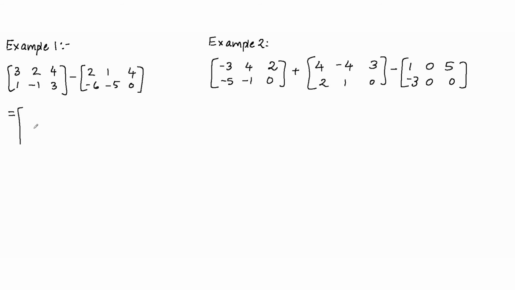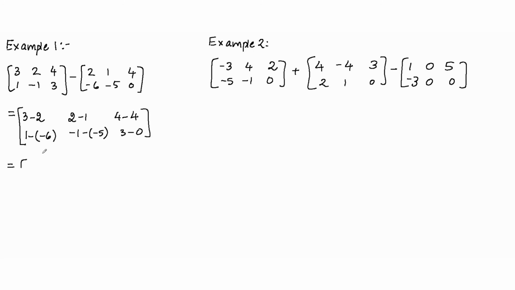So I am going to take up the individual elements and subtract: 3 minus 2, 2 minus 1, 4 minus 4. Then I'm taking the elements from the second row, the first column element, 1 minus of minus 6, and this is where you have to be careful. Then I have minus 1 minus of minus 5. And then I have 3 minus 0.